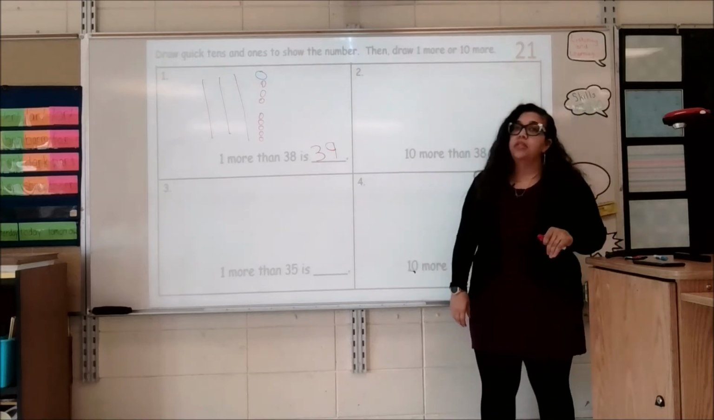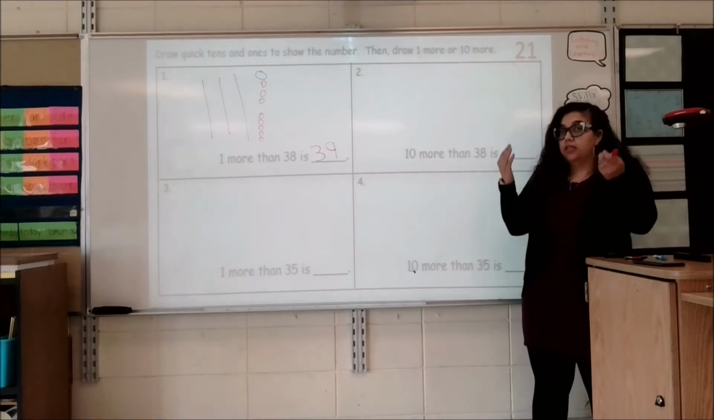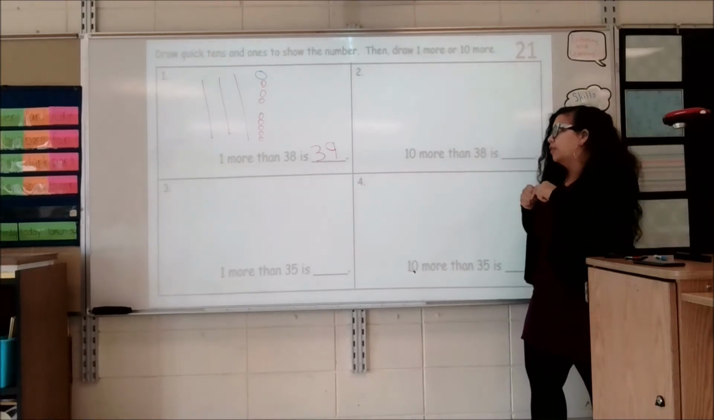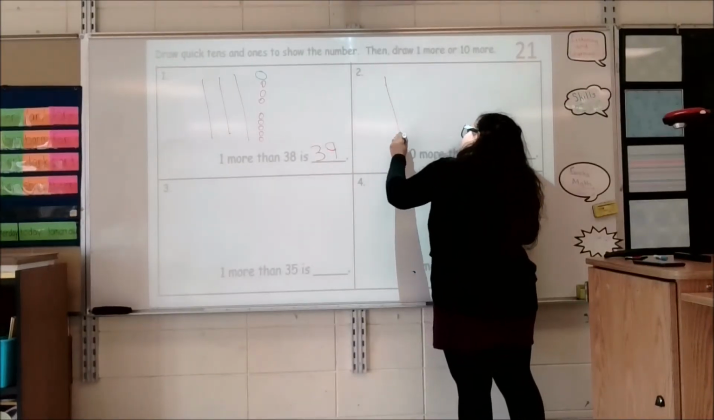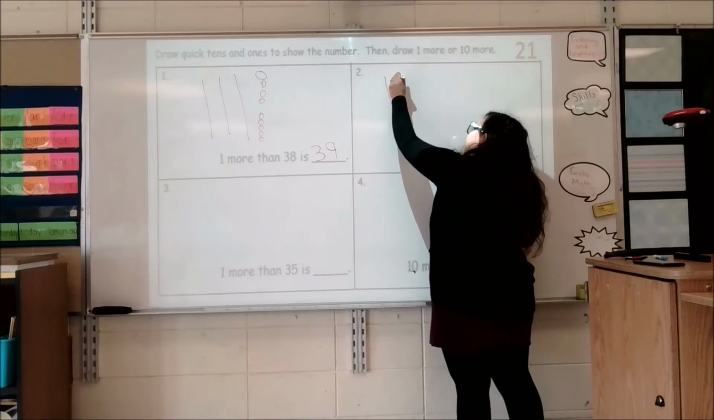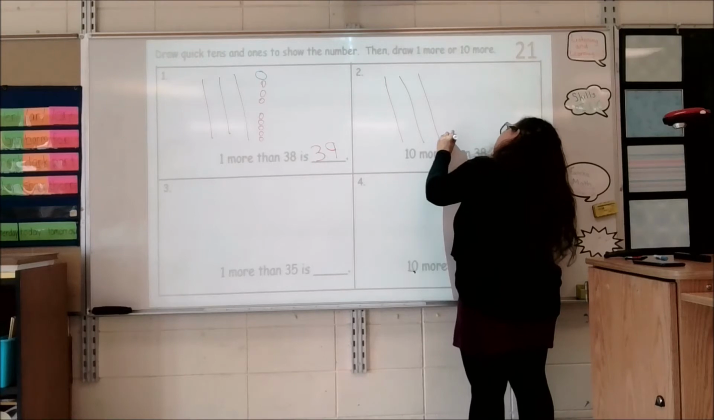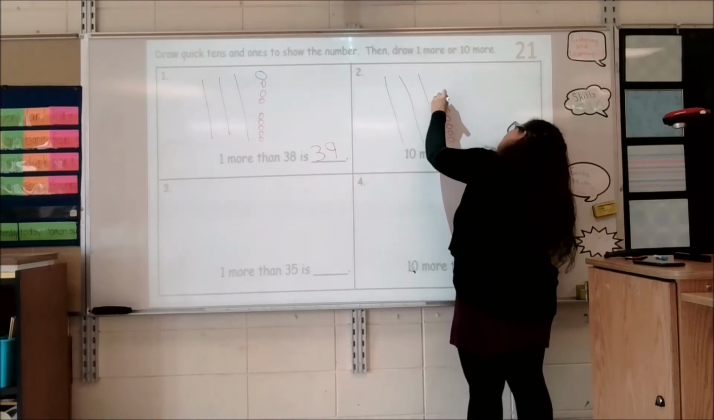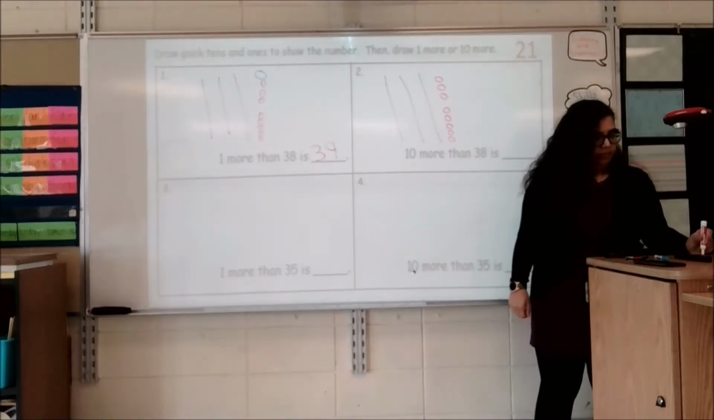Good job. Number 2 says 10 more than 38 is, so what we're going to do is first, again, draw 38. So, how many is that? That's 10. Good. 20, 30, 34, 35, 36, 37, 38. 38. Okay?